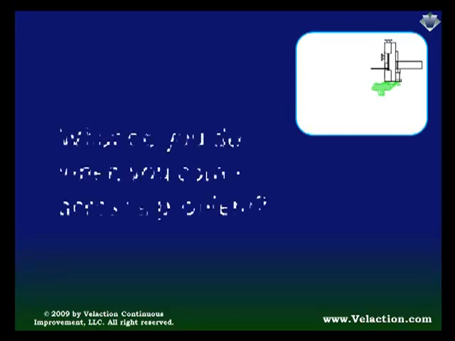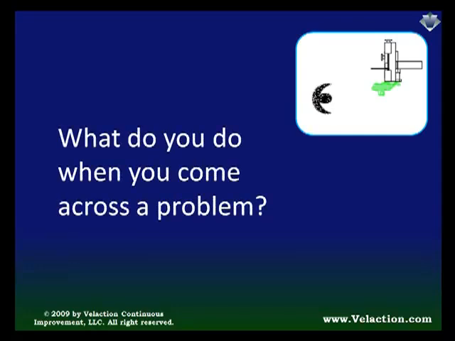So, let's assume that you show up for work one morning and notice a pool of green coolant all over the floor next to a machine. The question becomes, what is your problem-solving approach when you identify an abnormal condition like this? Do you clean up the mess and go about your day? Or do you try to uncover the real reason the machine is leaking and prevent it from happening again?